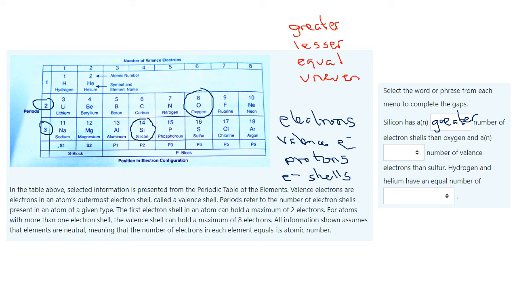And now we're going to compare to sulfur. Sulfur is here. Sulfur has 16 electrons, silicon has 14 electrons, and so silicon has a lesser number of valence electrons than sulfur.